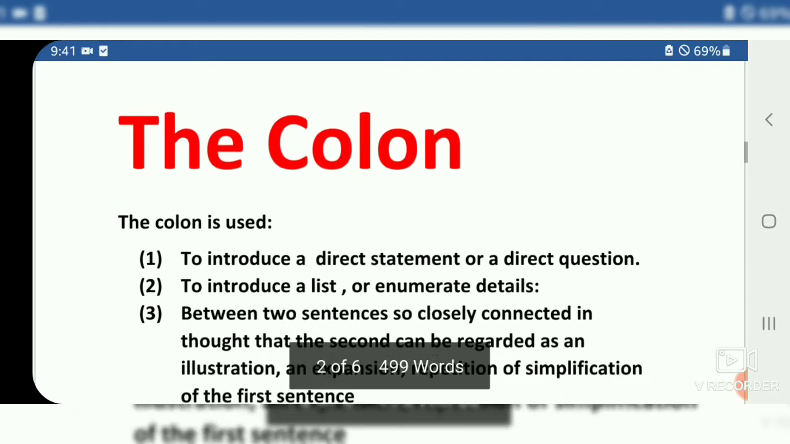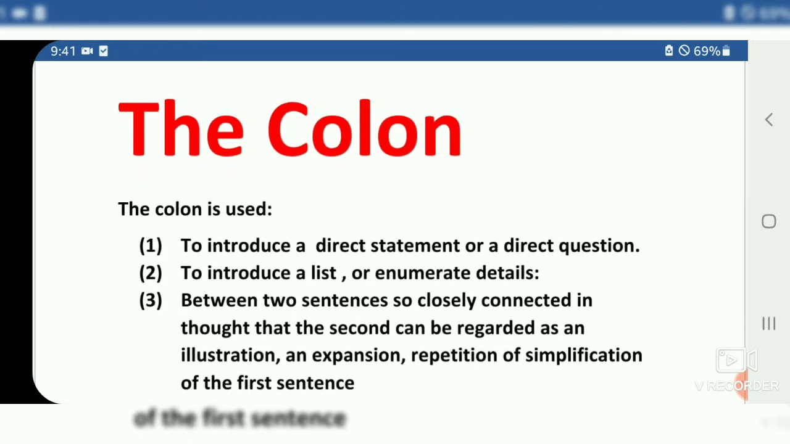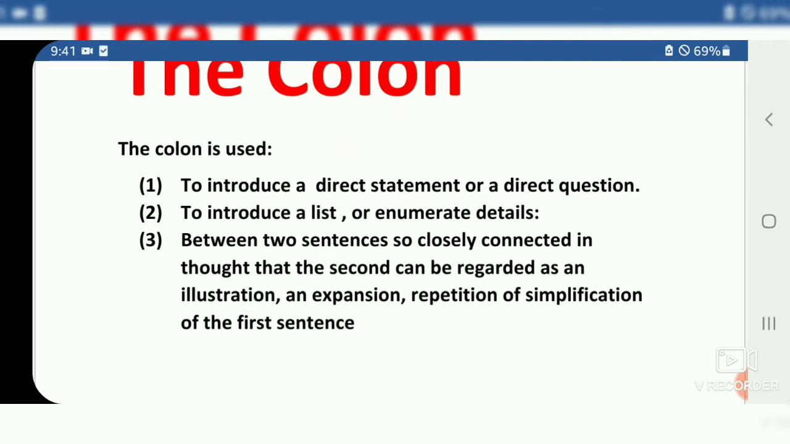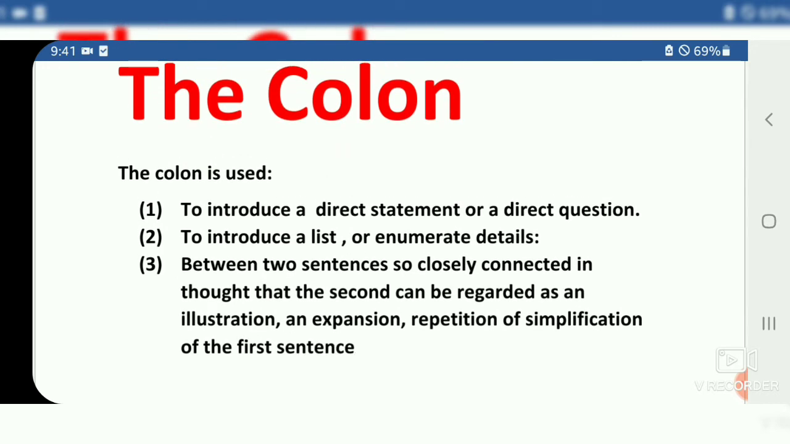The next type is colon. The colon is used, number 1, to introduce a direct statement or a direct question. Number 2, to introduce a list or enumerate details. Number 3, between two sentences so closely connected in thought that the second can be regarded as an illustration, an expansion, repetition or simplification of the first sentence.